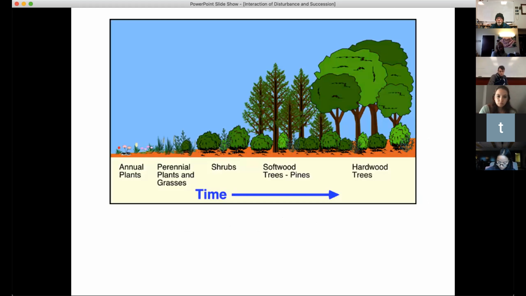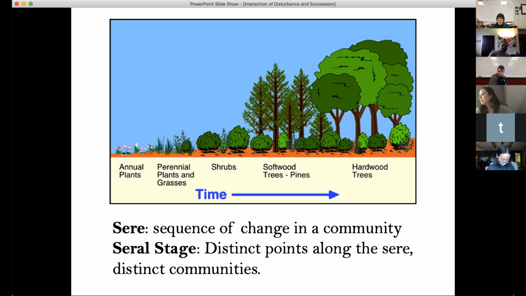This is a seral sequence, a sequence of change in a community, and these seral stages, these distinct points along the sere, we've taught these in the past as being kind of set in stone. You kind of march through each of these stages, and then if a fire or something comes along, it knocks you back to this stage, and you go through the same set of stages, going through the same suite of species until you get back to the same climax community at the end. And so we had a very linear way of thinking about succession.